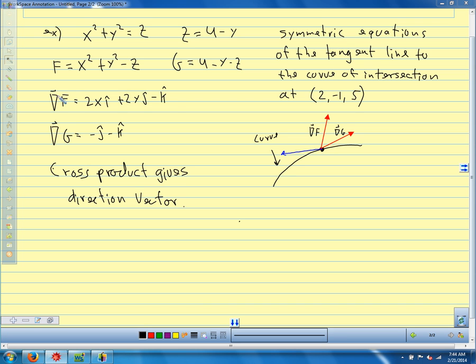So we're going to take the cross product of our gradient vectors, of our normal vectors at this particular point. All right, so del f at (2, -1, 5) is going to be 4i minus 2j minus k. And del g at our point (2, -1, 5) is minus j minus k. So we're going to form our cross product. Del f, or sorry, not dot, but cross del g.